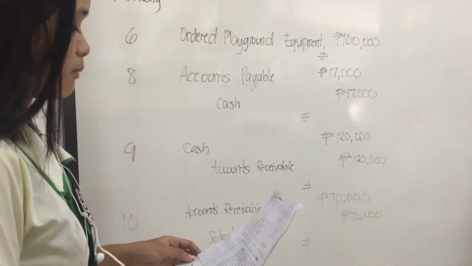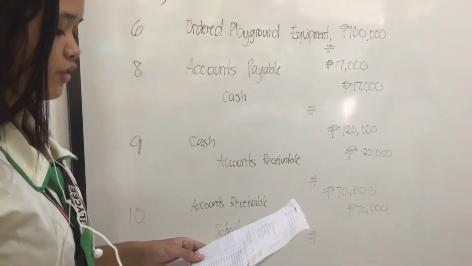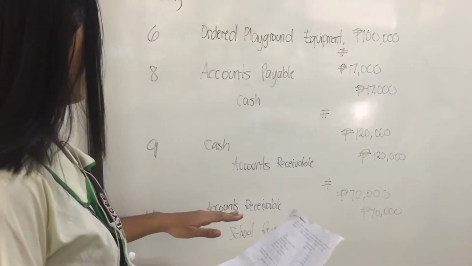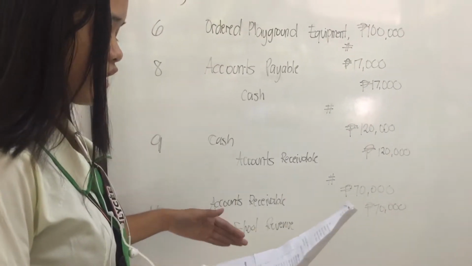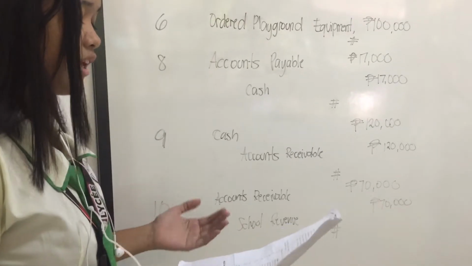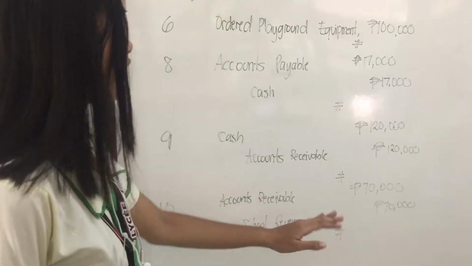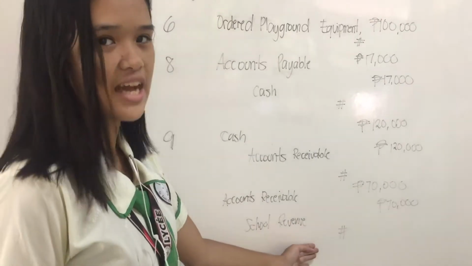On February 10, billed customers who had not yet paid for this month's services of 70,000 pesos. So your accounts receivable increased because there are some customers that have not yet paid for this month's services. And your credit is school revenue of 70,000 pesos and then end your transaction.